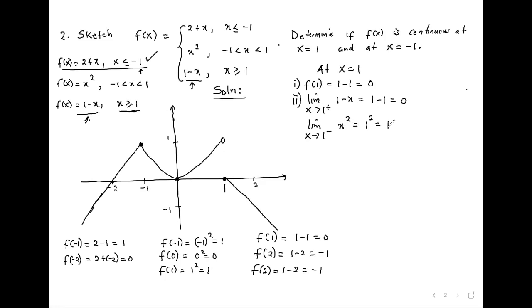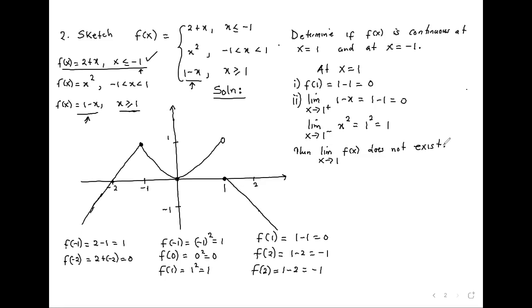Now, because the two side limits as we approach 1 are different, the limit as x approaches 1 of f of x, we say, does not exist. This is because the left and right limits are different. So if they are different, we cannot represent the limit without a direction.